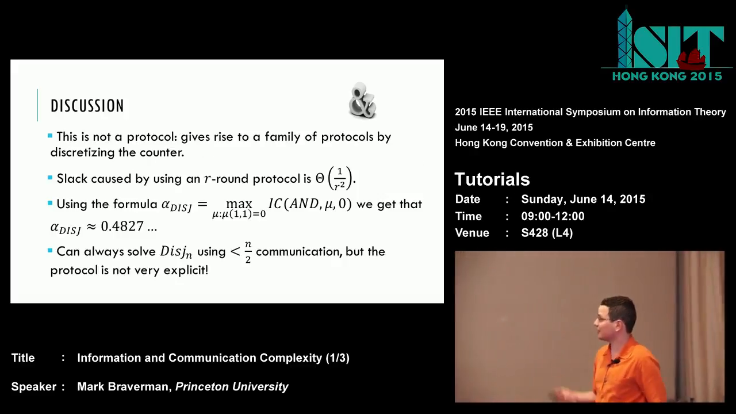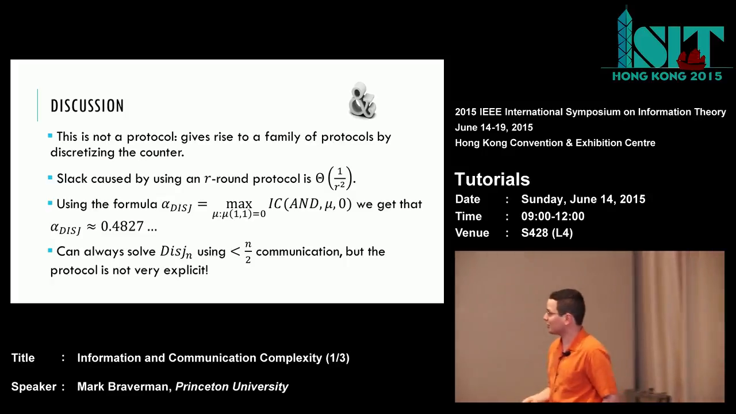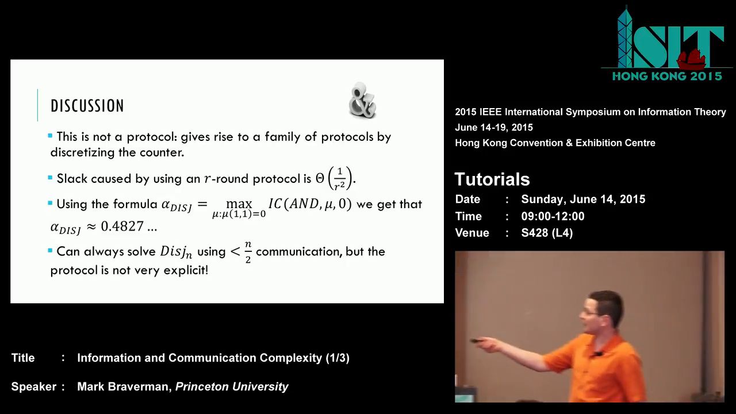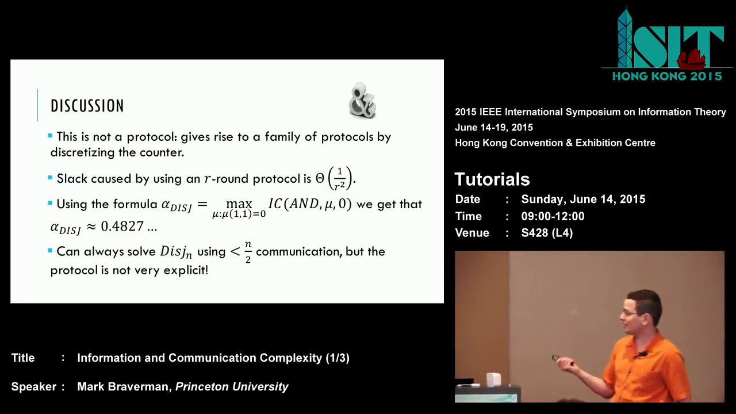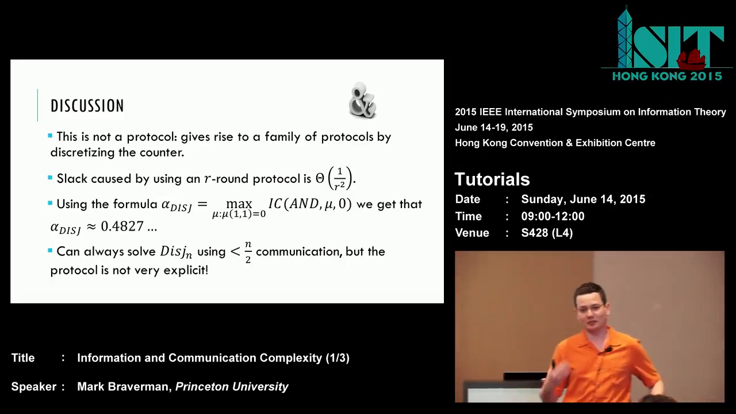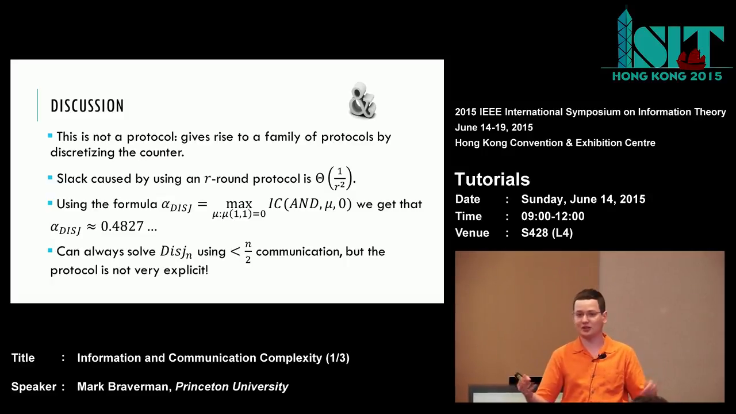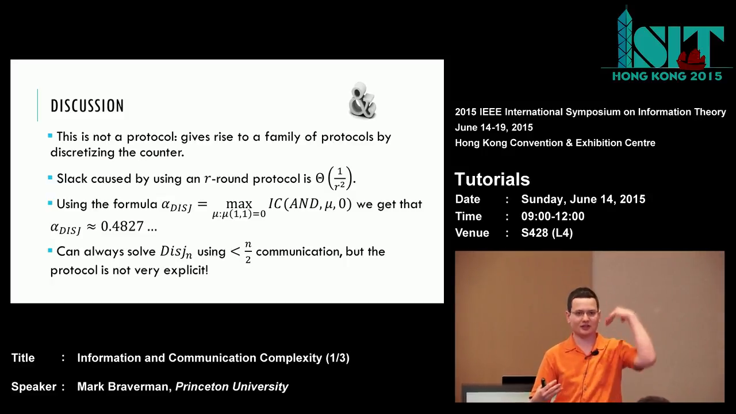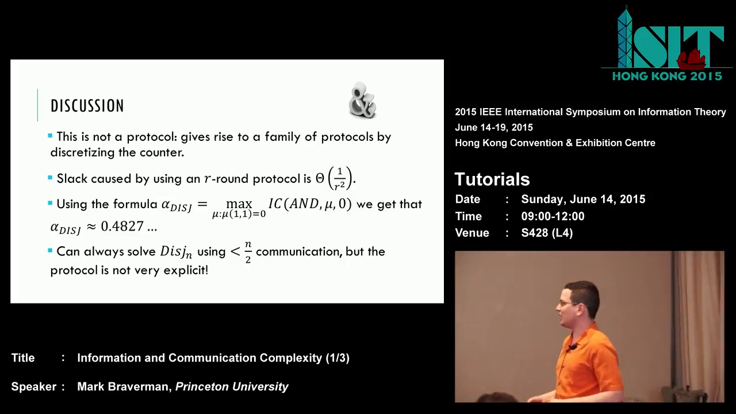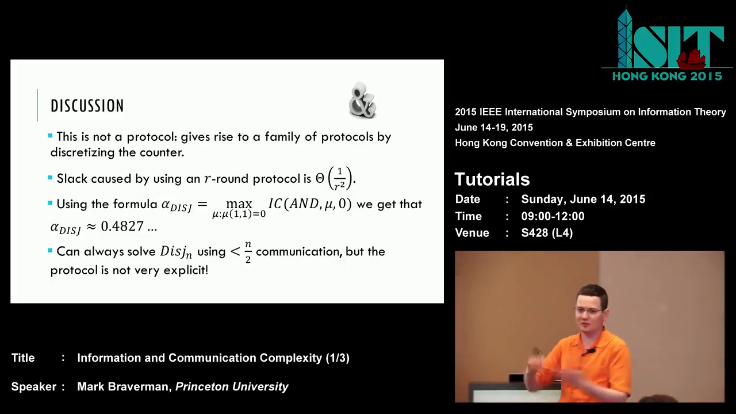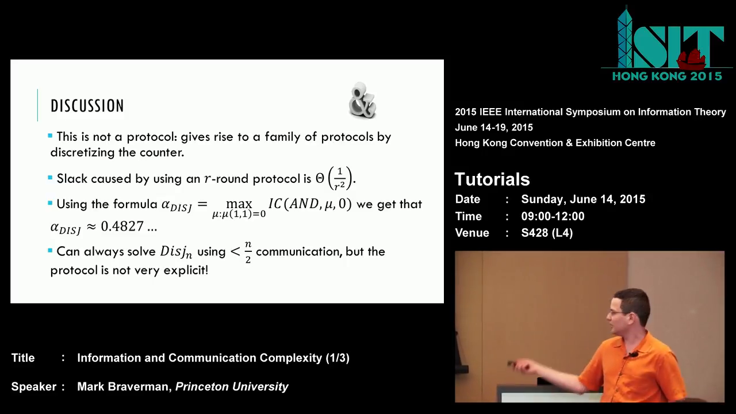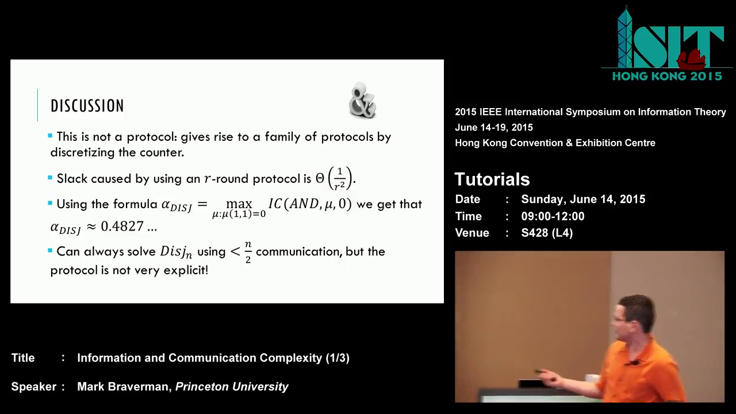So as was mentioned here, this is not a protocol. It's actually a family of protocols you get by discretizing time. And we can estimate the slack caused by discretization. It's on the order of 1/r². So it means that if you insist on a bounded-round protocol, you'll end up paying a constant overhead in terms of information. And now we can reveal what this alpha constant is. We have the entire function, we can maximize it, and you get this as your answer. So it's just over half.